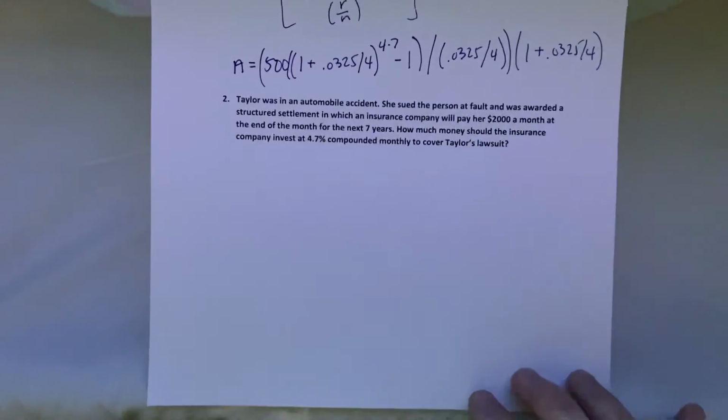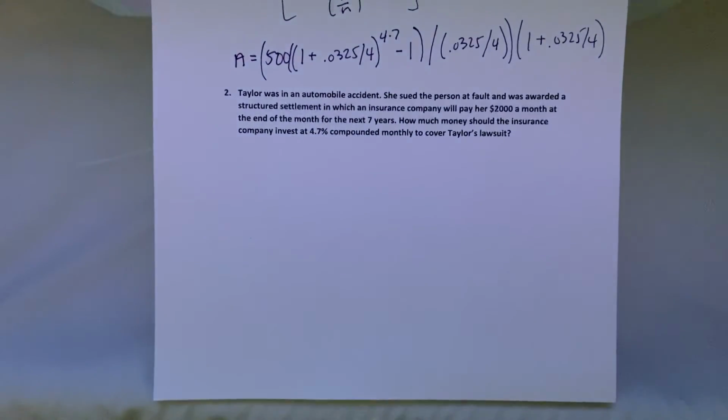Now, Taylor was in an automobile accident. She sued the person at fault and was awarded a structured settlement in which an insurance company will pay her $2,000 a month at the end of the month for the next 7 years. How much money should the insurance company invest at 4.7% compounded monthly to cover Taylor's lawsuit?